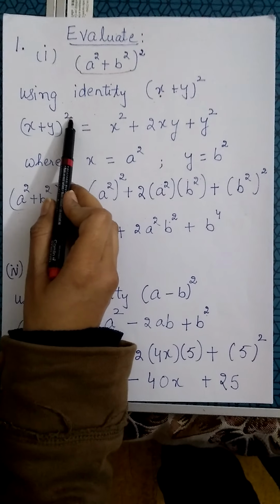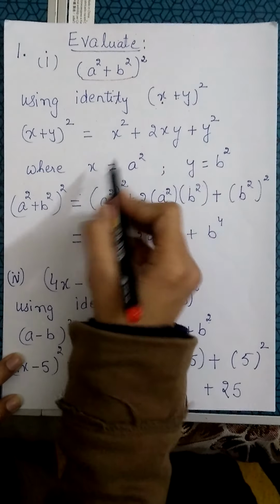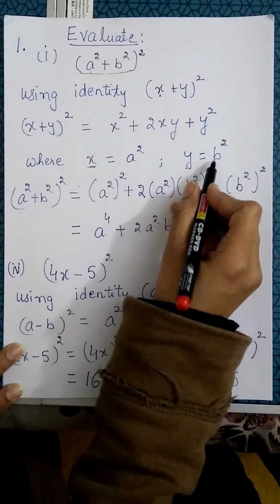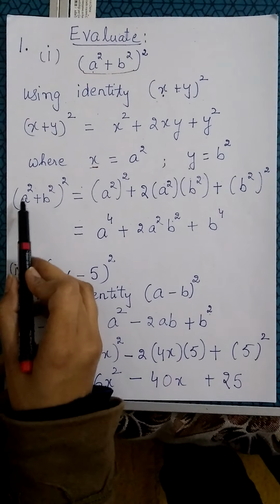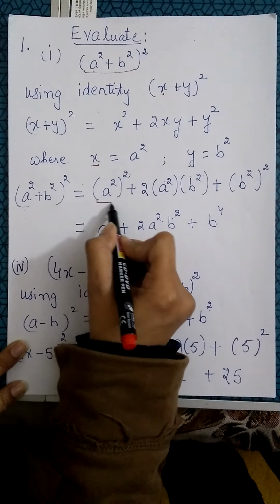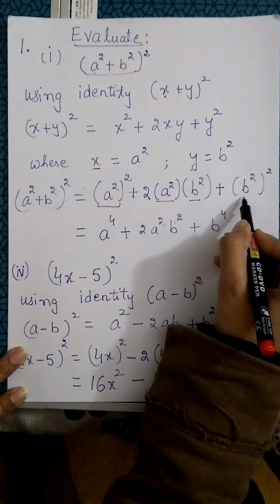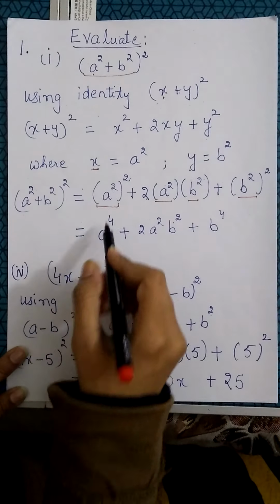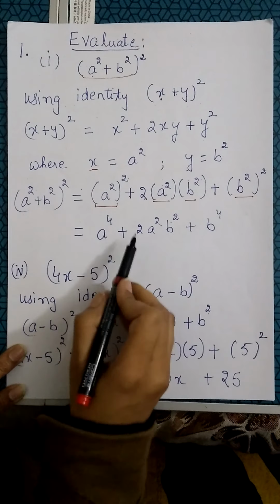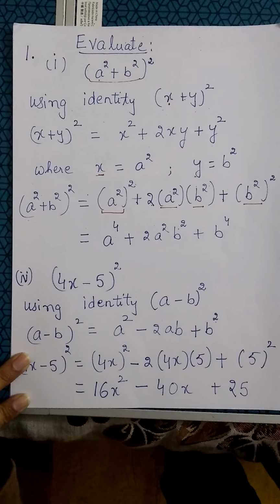So (x plus y) whole square equals x square plus 2xy plus y square, where x is equal to a square if you start comparing it, and y is equal to b square. So (a square plus b square) whole square is equal to (a square) whole square, that is x square, plus 2xy plus y square. So this will become a raised to power 4 plus 2a square b square plus b raised to power 4. So this is how we will be using the identity.